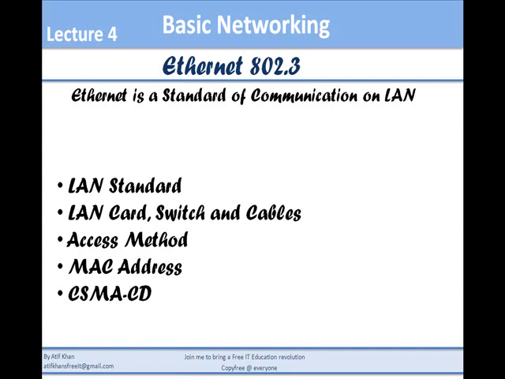And the last bullet is CSMA/CD, carrier sense multiple access collision detection. It is the access method of Ethernet. Any Ethernet LAN card will definitely contain a chip, and there must be some software inside that chip. One thing that is very important, that chip will contain a unique address, a unique identity number. That unique identity number is called the MAC address. And second, that chip will contain an access method, a software that will help the LAN card to communicate on the network. That access method is called carrier sense multiple access collision detection. We'll discuss it in detail in the next-to-next slide.